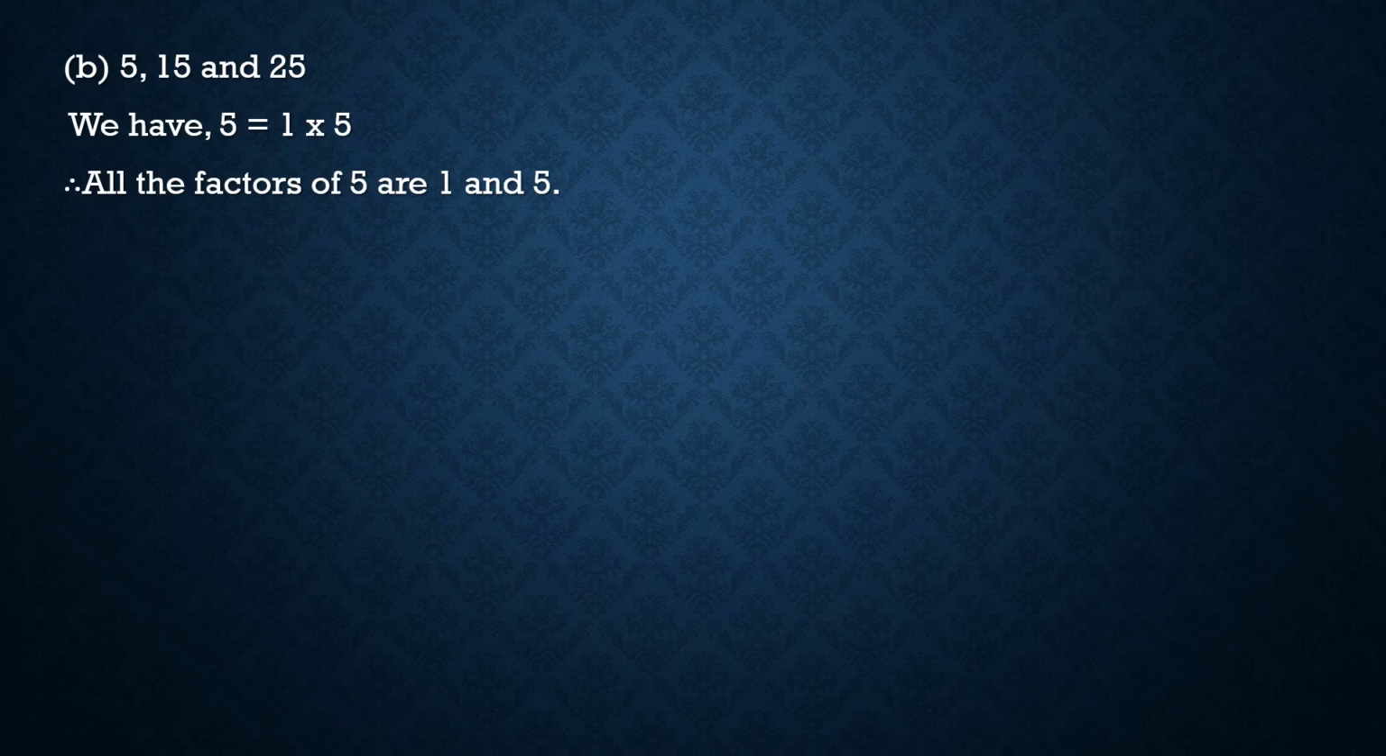Next, we have to find out the common factors of 5, 15 and 25. Let's start with 5. 5 is equal to 1 into 5. 5 is a prime number. Therefore, all the factors of 5 are 1 and 5.